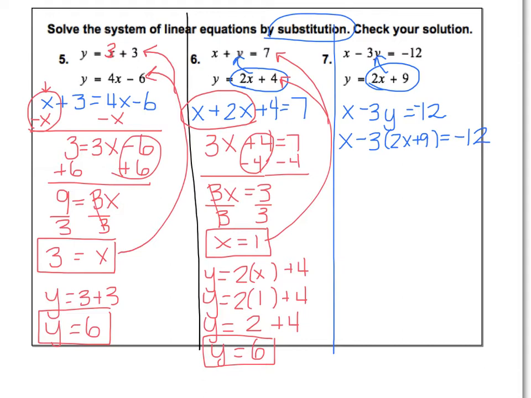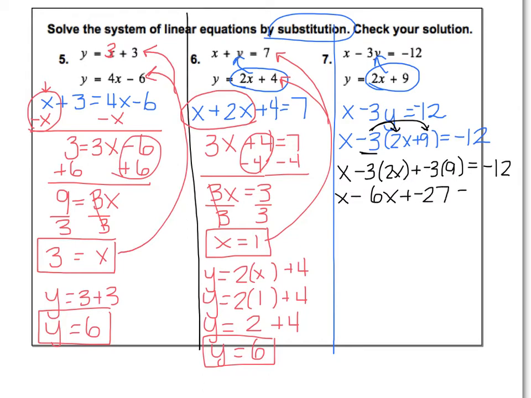Because that minus 3 is right in front of the parentheses, that means that that minus 3 needs to get distributed to both numbers on the inside. So I'll bring down my x, but then I have to do negative 3 times 2x, plus I have to do negative 3 times 9, and that's going to equal my negative 12. So I can actually calculate those out. The negative 3 times 2x gives me a negative 6x, and the negative 3 times 9 gives me a negative 27, still equaling that negative 12.